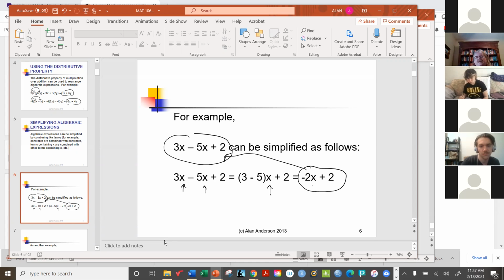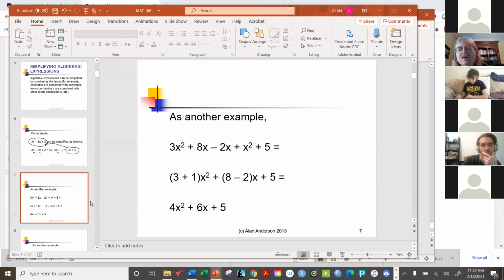And I think you'll agree that the second one is easier or simpler than the first one. And it's like, why would you want to leave the term separate like that anyway? So how about this one? It's a little bit more complicated.